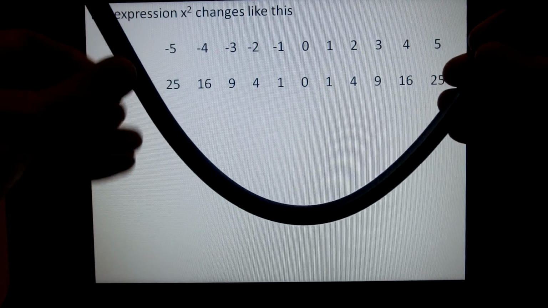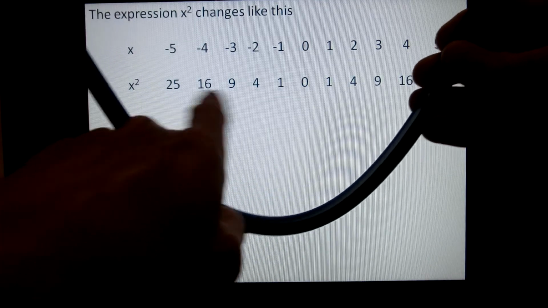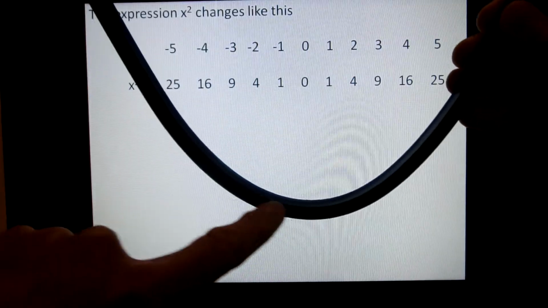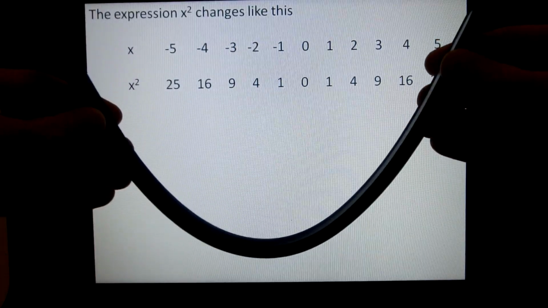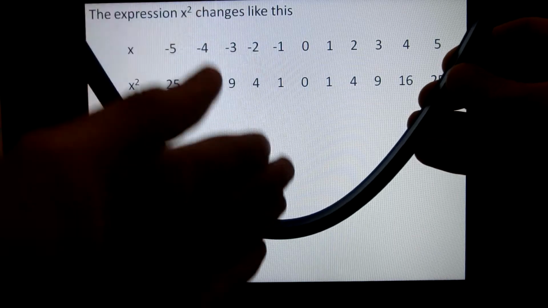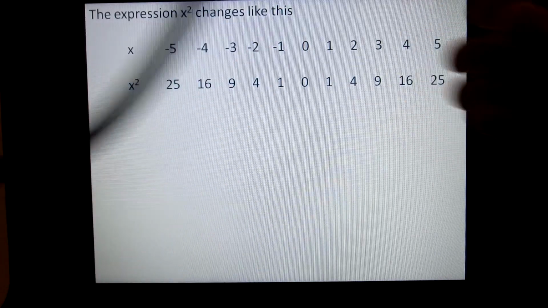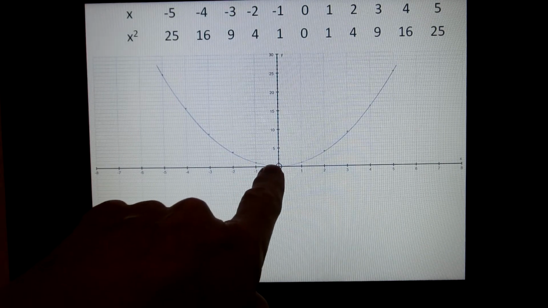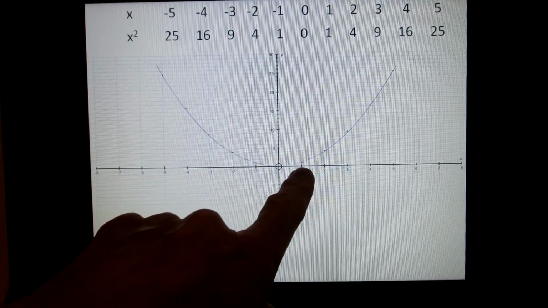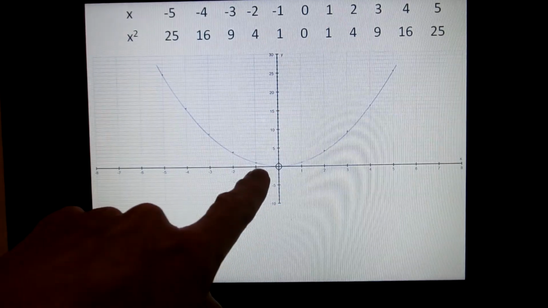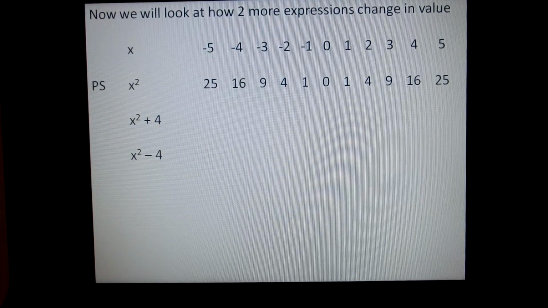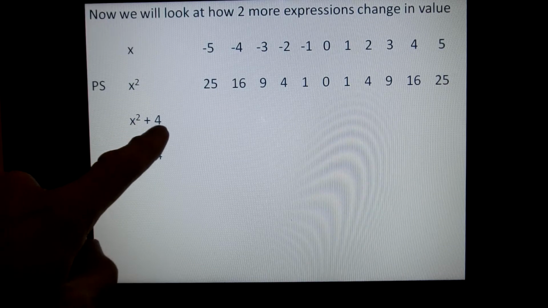So the lowest point of the curve, the lowest value that the expression ever has is 0 here. And then it goes like 1, 4, 9, 16, 25, 1, 4, 9, 16, 25. Perfectly symmetrical about a center line, a line of symmetry running down here. So on this slide here, you'll see the values plotted on a proper graph. The values of the expression go 0, 1, 4, 9, 16, 25, 1, 4, 9, 16, 25.